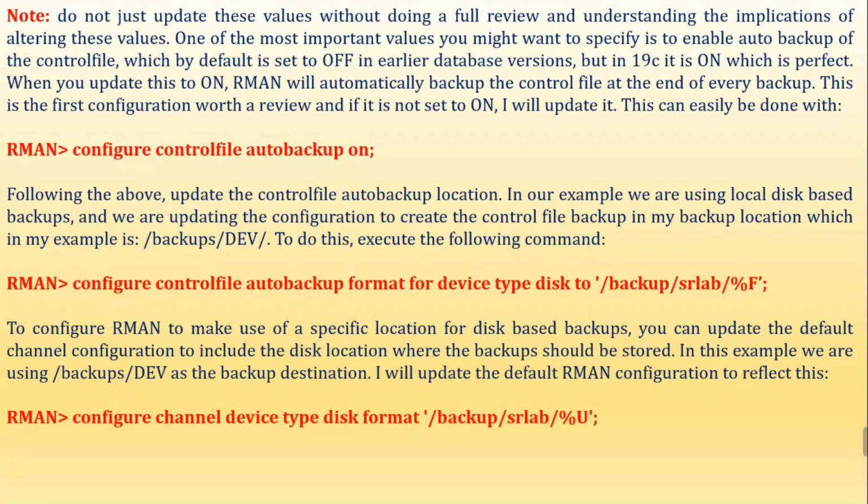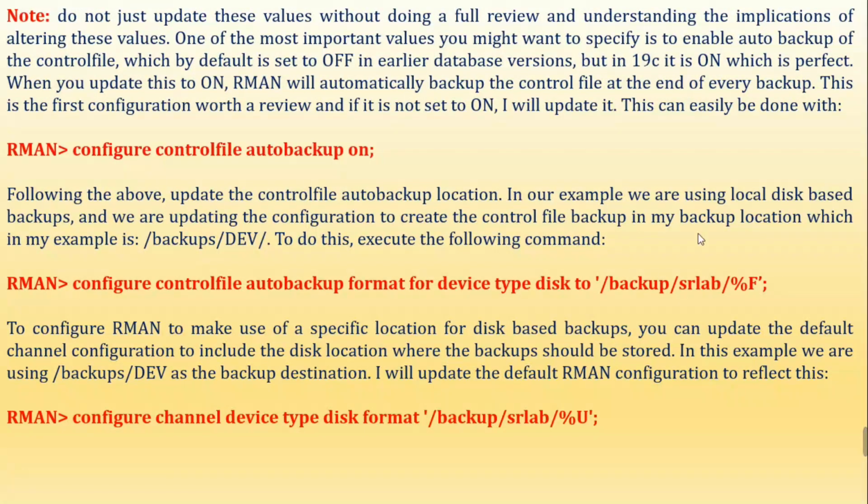One of the most important values you might want to specify is to enable auto backup of the control file, which by default is set to off in earlier database versions. But in 19c it is on, which is perfect. When you set this to on, RMAN will automatically back up the control file at the end of every backup. This is the first configuration worth your review, and if it is not set to on, I will update it. This can be easily done with configure controlfile autobackup on.